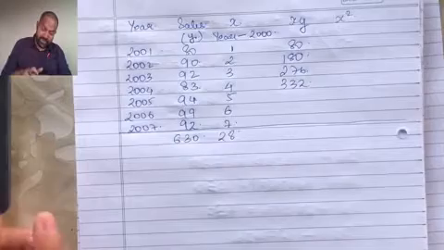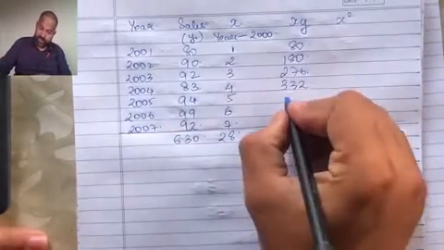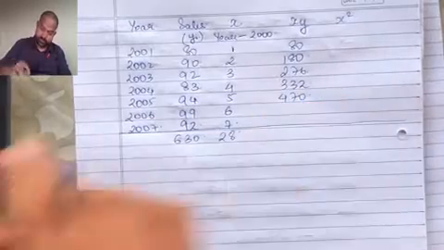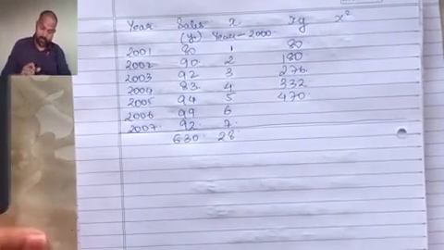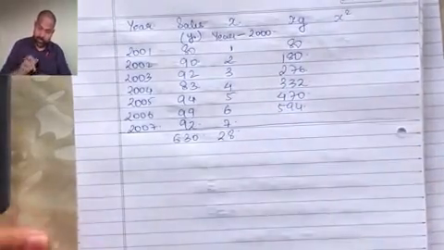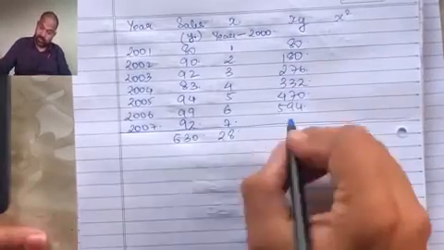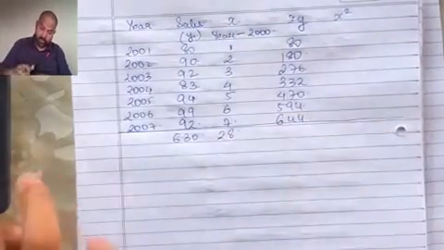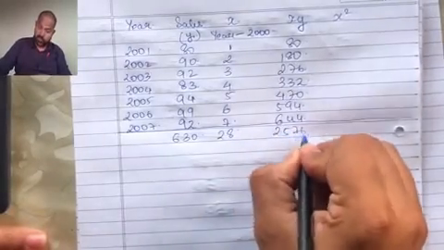Then we have 94 into 5, I get 470. 99 into 6 is 594, add that to memory. And lastly, 92 into 7 is 644, add that to memory. Recall memory, the answer is 2576.